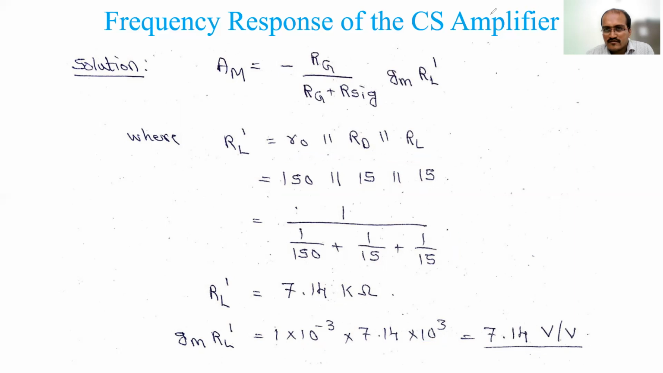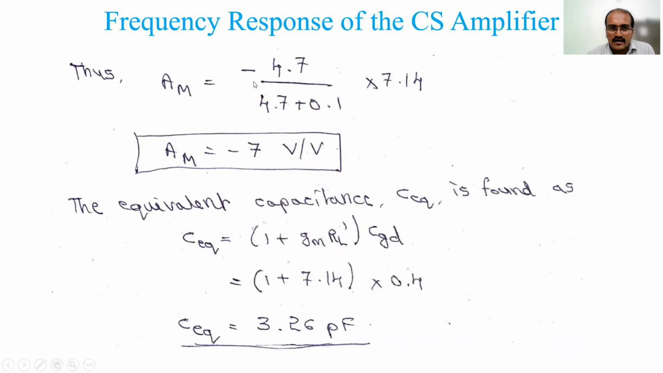So next you have to substitute these values in the AM formula. Okay, 7.14 kilo ohm and 7.14 volt along with this one. See here, AM is minus 4.7 mega divided by 4.7 plus, and 100 kilo ohm was given, right? The R signal value 100 kilo ohm converted into mega ohm means 0.1, right? That's why 0.1 in this, because this is in mega ohm, no? That's why I have considered that into 7.14.